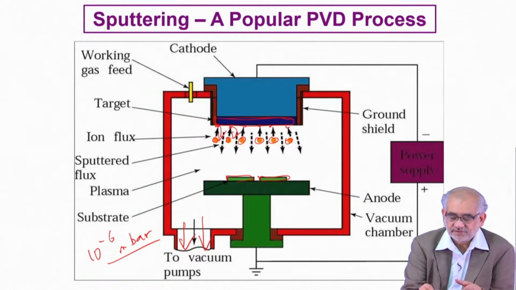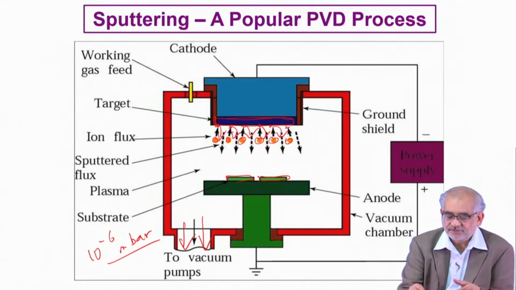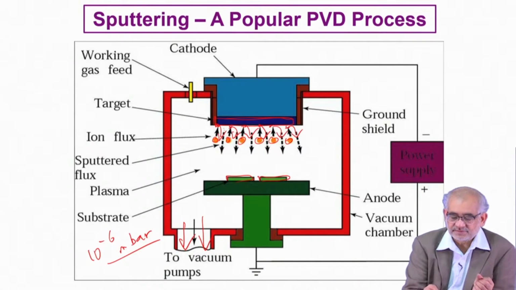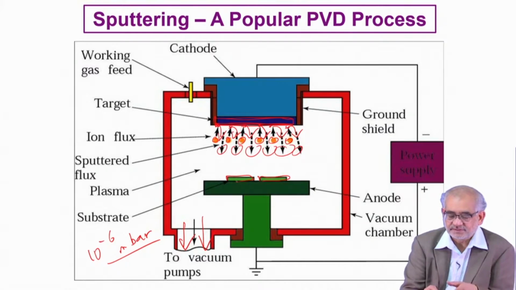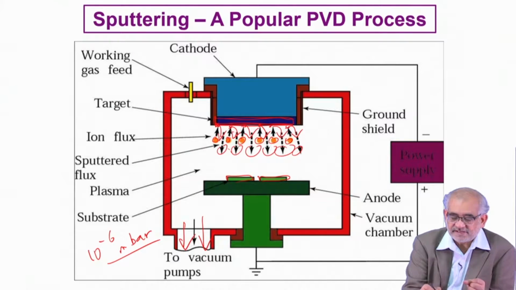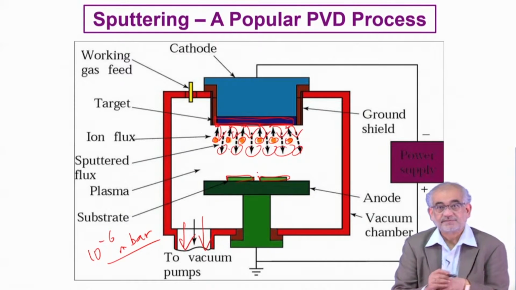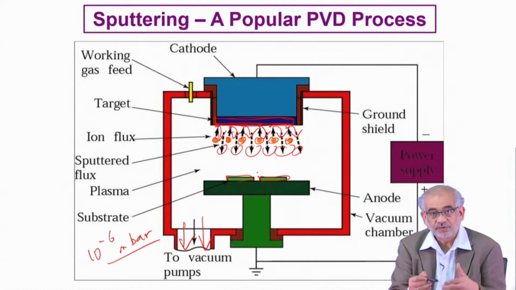So when this process happens, you actually see a number of such atoms from the target surface come out, and these atoms now come and deposit onto the surface. So you first hit the surface with very high velocity, dislodge atoms, and these atoms now come and deposit onto the surface. So this transport can actually be pretty fast.